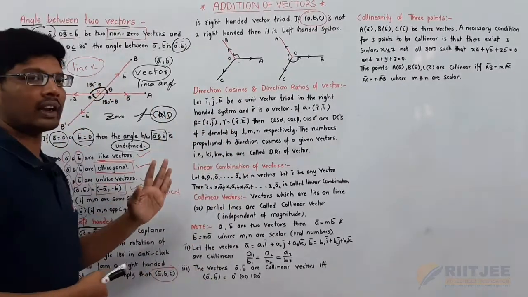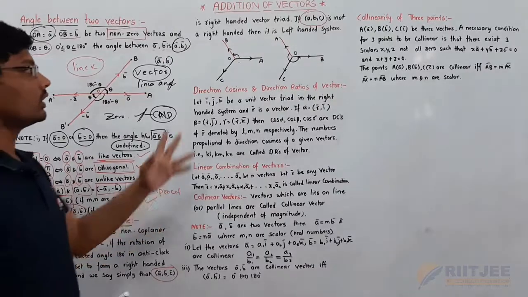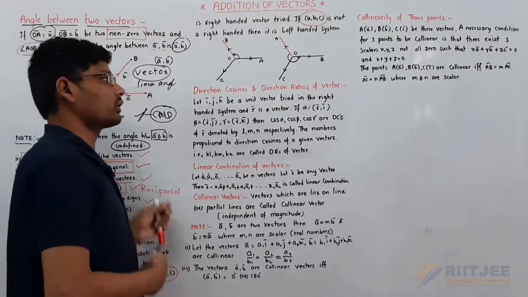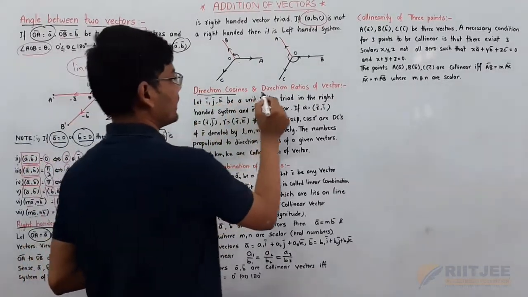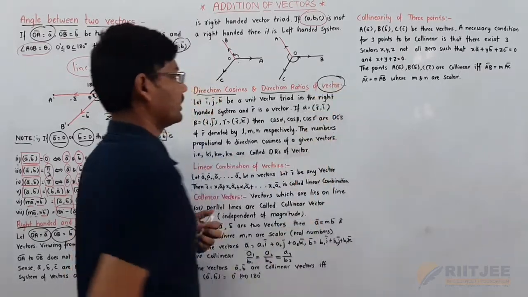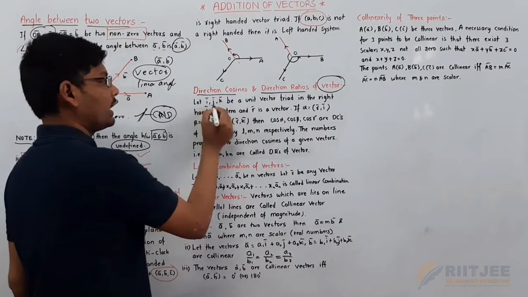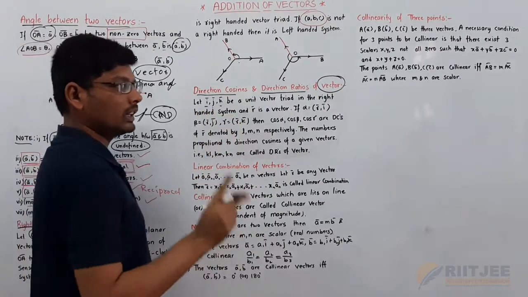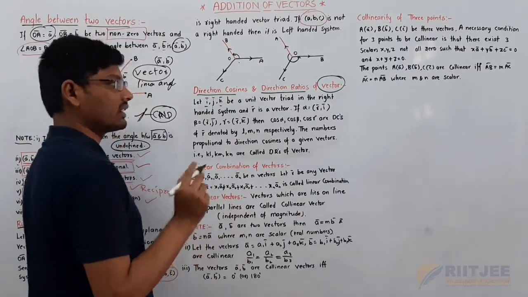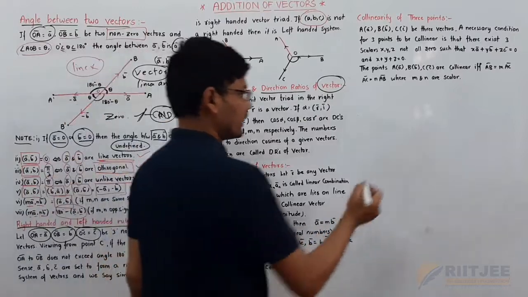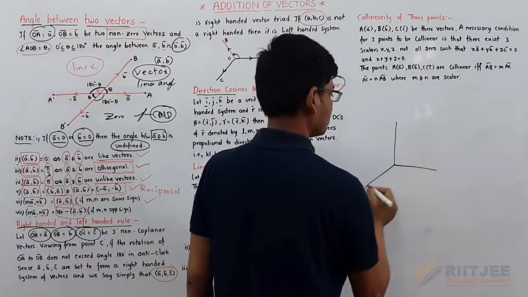So this is all about right-handed and left-handed system here. The next topic is direction cosines and direction ratios, DCs and DRs of a vector. Let i bar, j bar, k bar be the unit vectors in a 3D coordinate system, that is a right-handed system, and r bar is a vector, and this is the one.